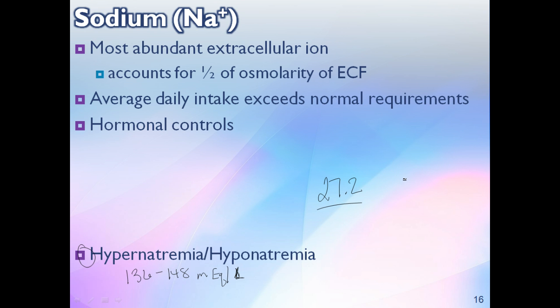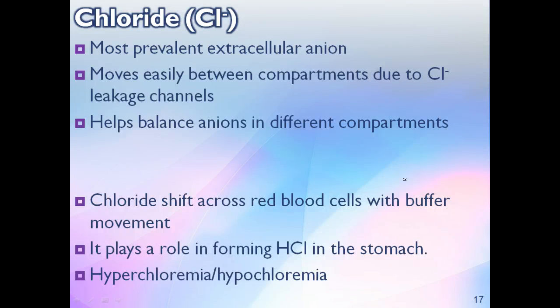Now, sodium's bosom buddy is, of course, chloride. It is the most prevalent extracellular anion, anion, of course, being a negatively charged ion. Chloride itself easily moves between compartments because most cells have chloride leakage channels. Because of its ease of moving between cells, it becomes very important in balancing our anions to ensure that we have a balance of charges.